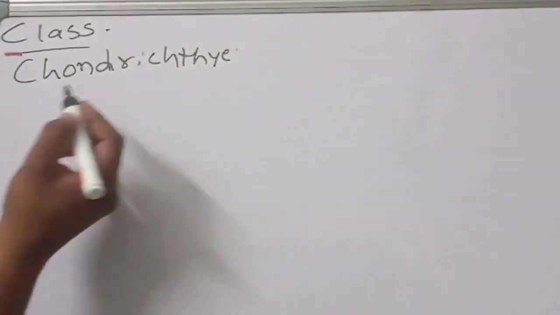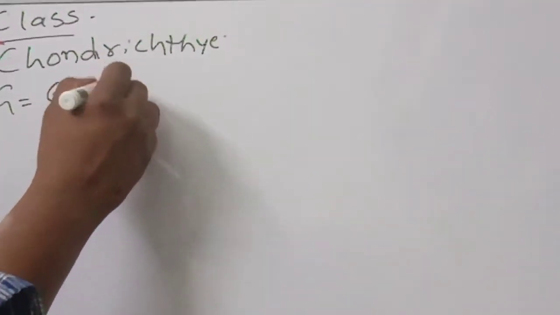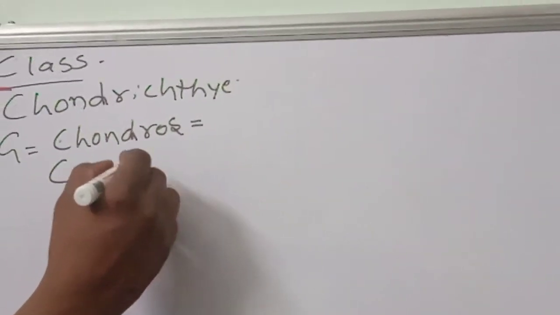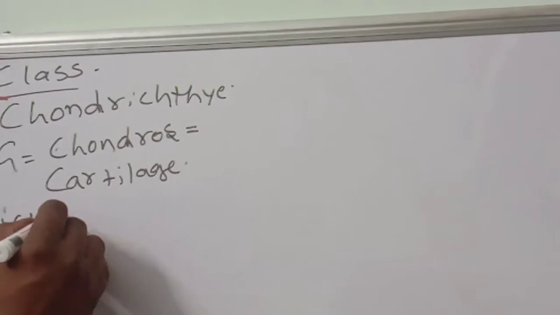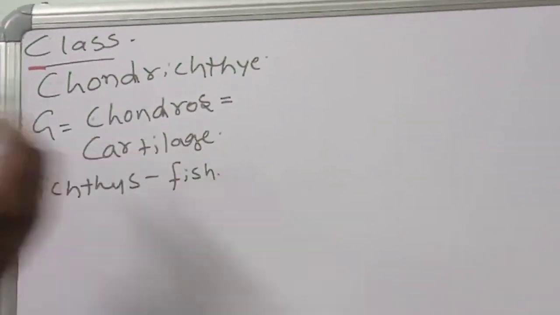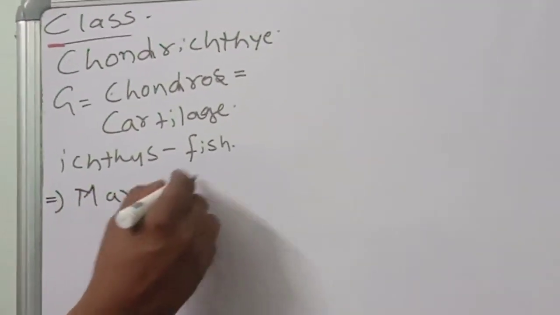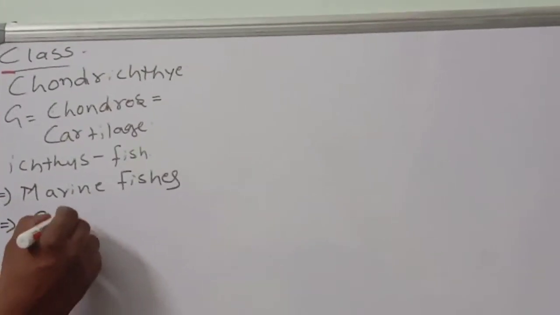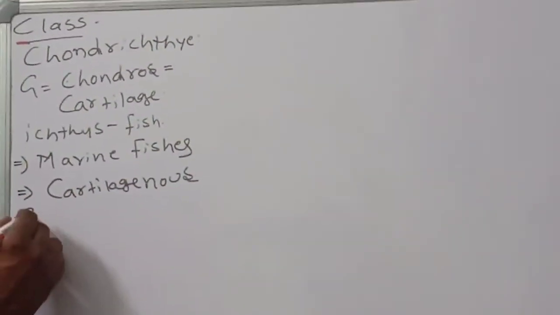Okay, Chondrichthyes. What is the Greek meaning? Chondros means cartilage, and ichthys means fish. Cartilaginous fish. They are marine fishes. That is the first point. Marine fishes with cartilaginous, the most important point you have to remember, cartilaginous endoskeleton.